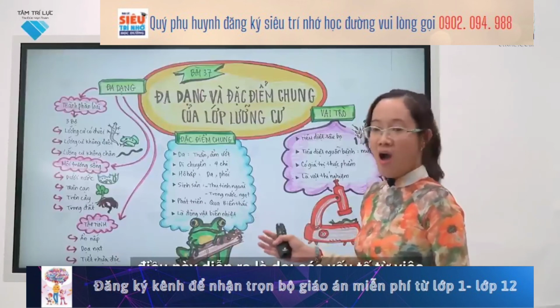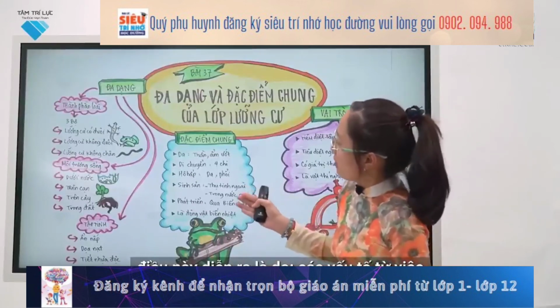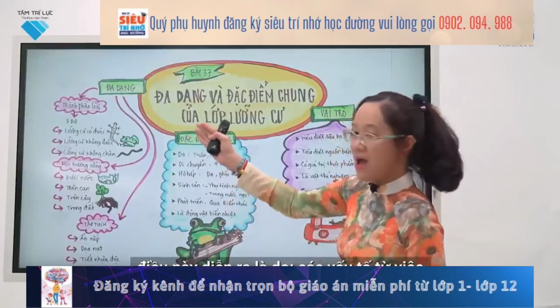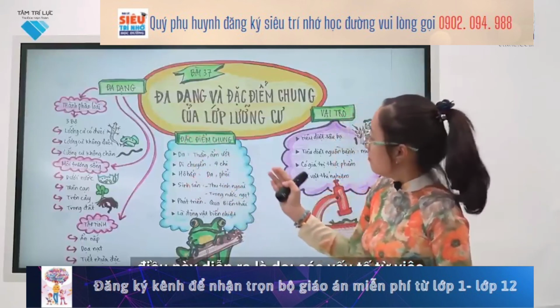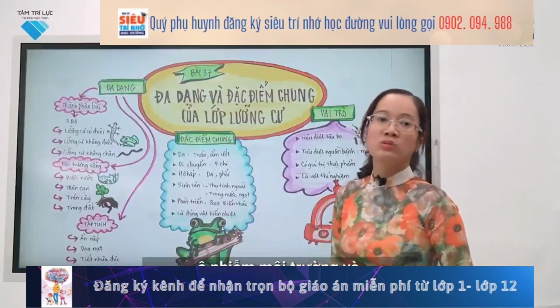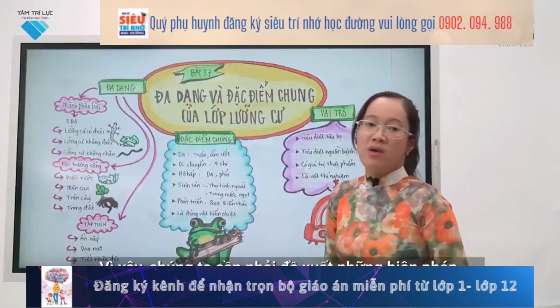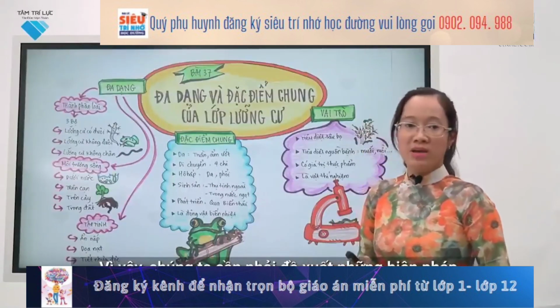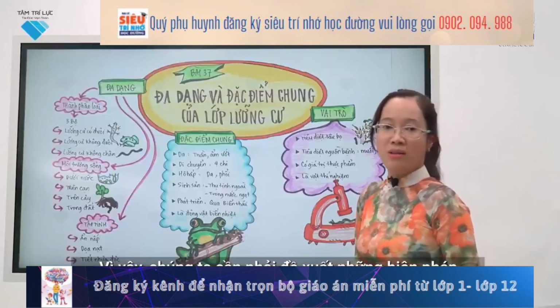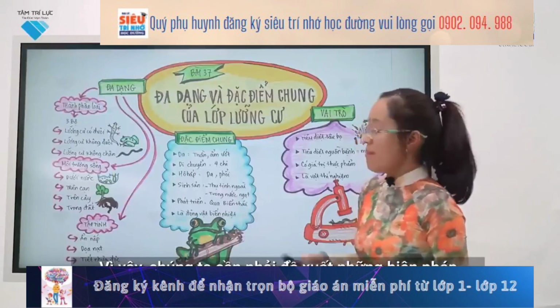This is due to factors ranging from hunting amphibians for food, environmental pollution, and human use of pesticides. Henceforth, we need to propose measures to protect and breed economically valuable amphibians.